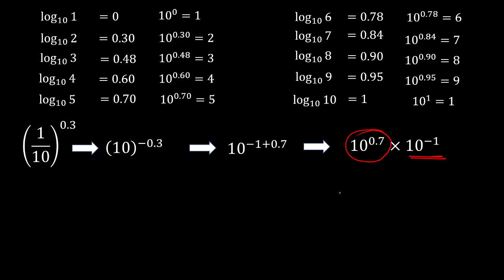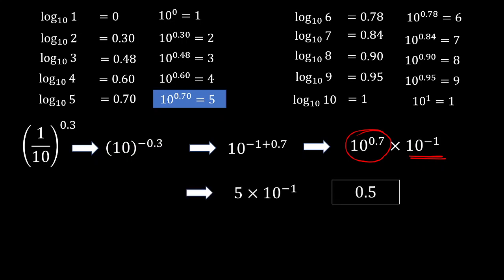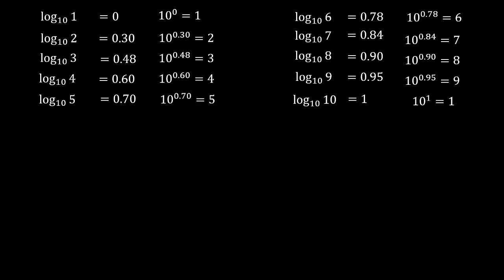This part is between 1 to 10. You can approximate it. Oh, it turns out to be very close to 5. So you can say that this is 5 into 10 to the power minus 1, which is 0.5. Let's see what the calculator has to say about this. 0.501187. Very nice.